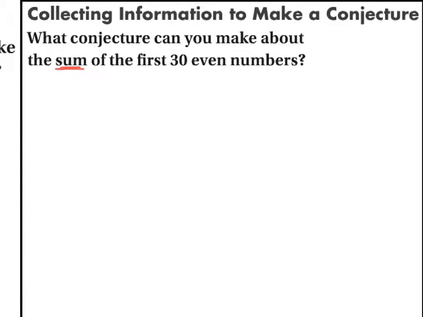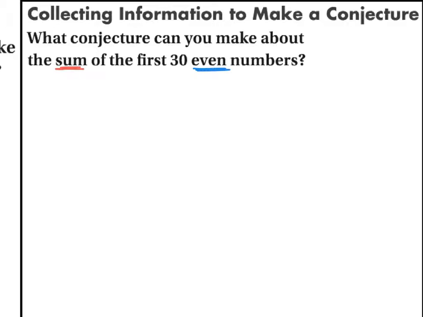Adding. The sum of the first 30 even numbers. Now, before we get too far here, we do have to remind ourselves, what the heck is an even number? Okay, but what makes it even? The fact that it's not odd. It's divisible by 2. That's what makes a number even. It's divisible by 2. Okay?